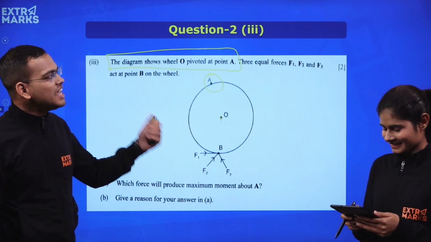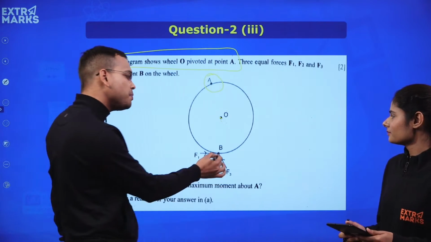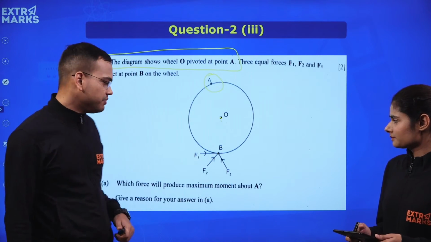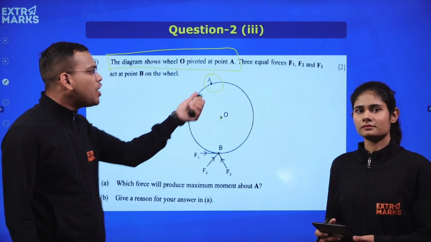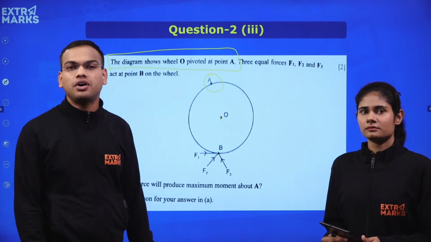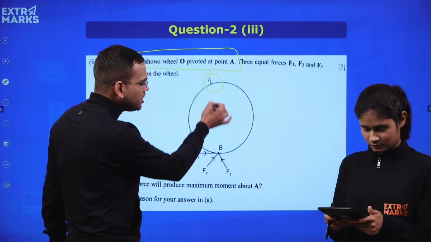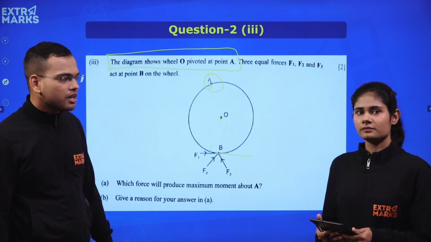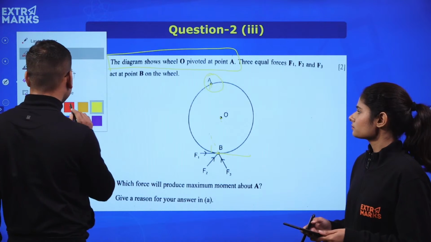Now the 3 equal forces F1, F2 and F3 act at point B on the wheel. Here the 3 forces are acting. Which force will produce maximum moment about point A? We know moment is the product of force and the perpendicular distance between the line of action of force and the pivoted point. Now we will be extending the line of action of all the forces.